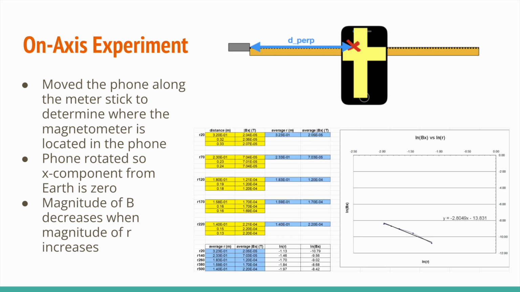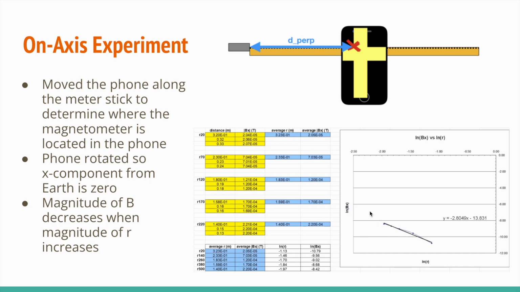phone. So for the first part of the experiment, I moved the phone on axis along the meter stick to determine where the magnetometer is located in the phone. I also rotated the phone so the x component from the Earth's magnetic field would be 0. I found that the magnitude of the magnetic field decreases when the magnitude of r increases, and the phone is further away from the magnet.